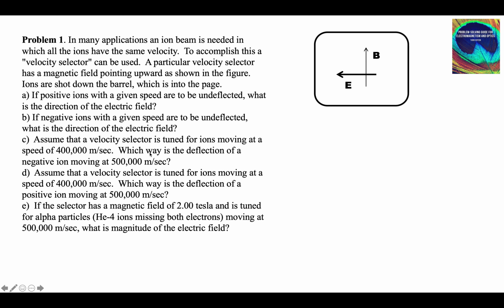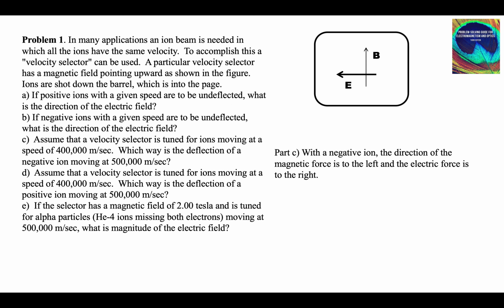Part C. The velocity selector is tuned for ions moving at 400,000 meters per second. Which way is the deflection of a negative ion moving at 500,000 meters per second? We have to look at the forces. With a negative ion, the direction of the magnetic force is to the left, and the electric force is to the right. Let's put that on the diagram.